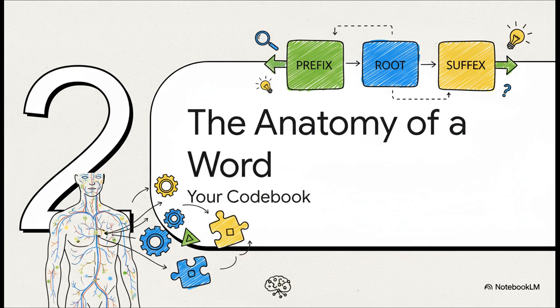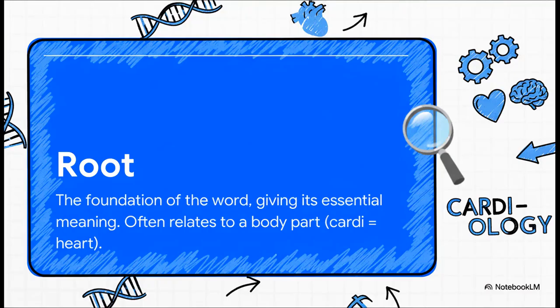Well, that brings us to the anatomy of a word. Seriously, you should think of these next few slides as your ultimate code book, your exam day cheat sheet. If you can master these key parts, you're going to be able to decode almost anything. First up, the root. This is the foundation, the main character of the story. It tells you the what, usually a body part. A perfect example is cardi. You see that, you should immediately think heart.